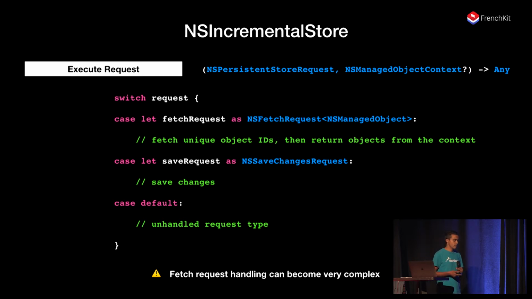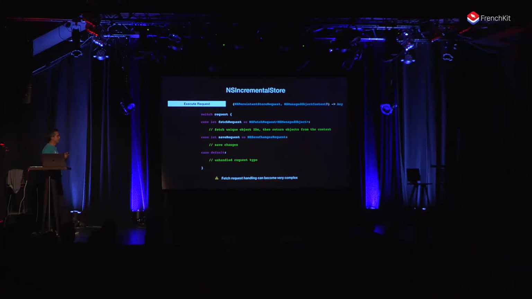So just a word about fetch requests. If you look at the API for NSFetchRequest, there are lots of buttons and levers and properties that are applied to pull the correct number of rows. So when you implement execute request, you need to take all those properties into consideration. So things like predicates, sorting, limits. And I think the advice is start simple and build up the complexity as you go.